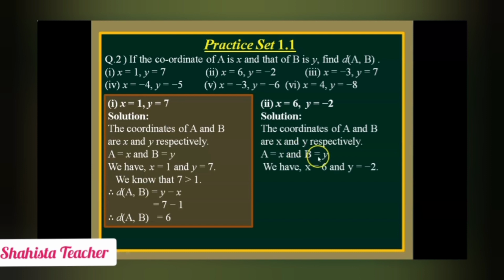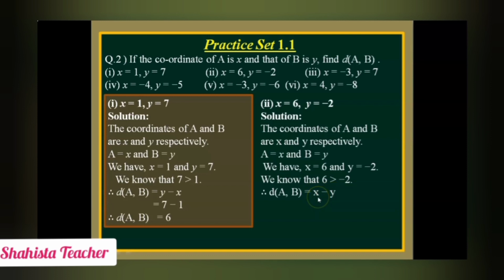Is that clear? Now which number is greater, 6 or minus 2? Obviously 6 is greater than minus 2. That means x is greater than y. So we know that 6 is greater than minus 2, and the distance of A comma B, that means x and y, is equal to x minus y.